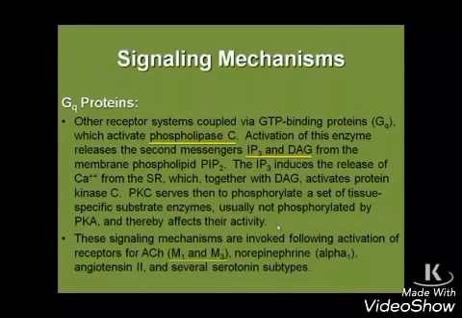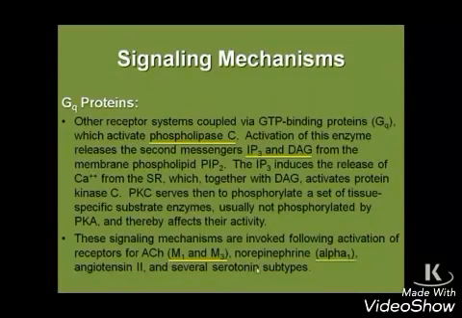Various receptors utilize GQ signaling systems. Important ones for us to highlight are receptors for acetylcholine, specifically the muscarinic receptors M1 and M3. M3 receptors, of course, are found throughout the autonomic nervous system in the periphery. M1 receptors are really found in high concentration in the CNS.